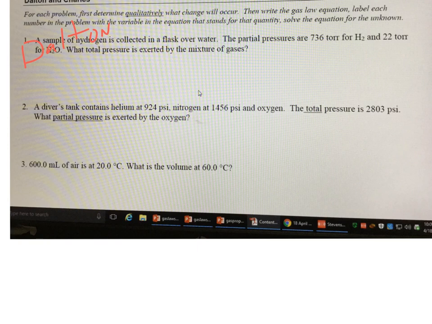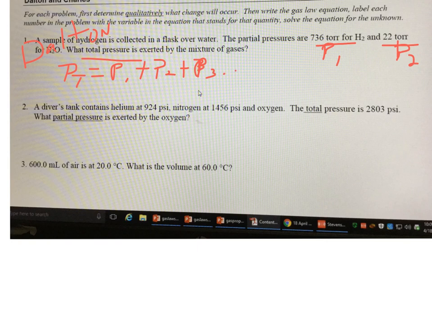Okay? Here's my first tour. And here's my second tour. Guys, let me show you how to do it. Okay? That way you don't miss out on what you're supposed to be doing. This is your first pressure. This is your second pressure. They're asking for what is your total pressure. So now remember on the formula that I just gave you, your total pressure is your P1 plus P2 plus P3, etc. Okay?